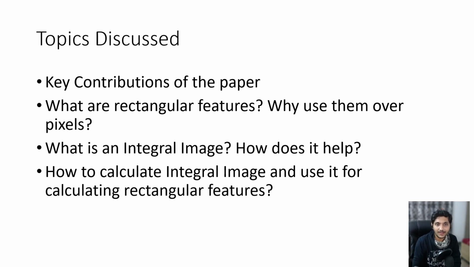So the first thing after this is going to be about what are the rectangular features and why use them over pixels. I know this term will be very new to you, so just consider rectangular features as some kind of features which we are using because it's a machine learning problem statement, right? So we are using some kind of features.